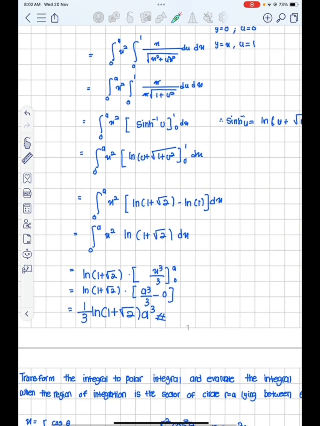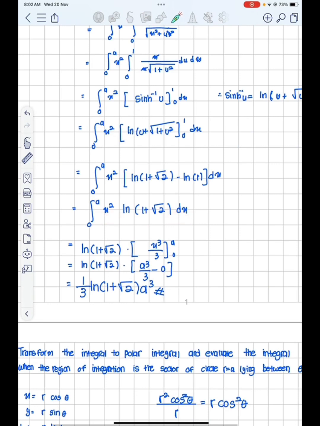Next, you need to integrate the outer part. You just integrate with respect to x, and x squared integrated with respect to x will become x cubed over 3, and then just put this value inside, and you will get this. So the final answer will be 1 over 3 ln of 1 plus sec 2 a cubed.